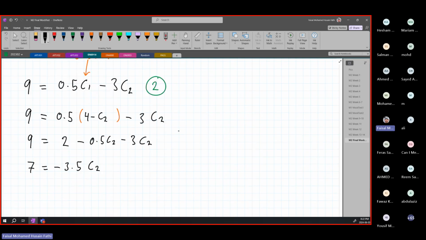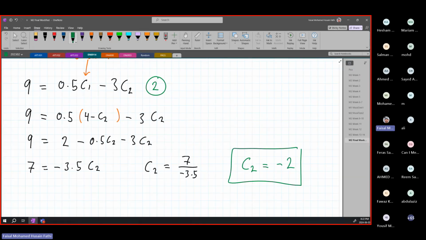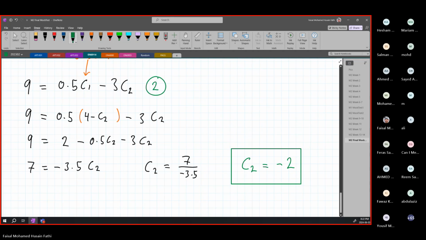Therefore, C2 is going to be equal to 7 divided by negative 3.5. Meaning our C2 is equal to negative 2. And this is our first value for C2. Okay?